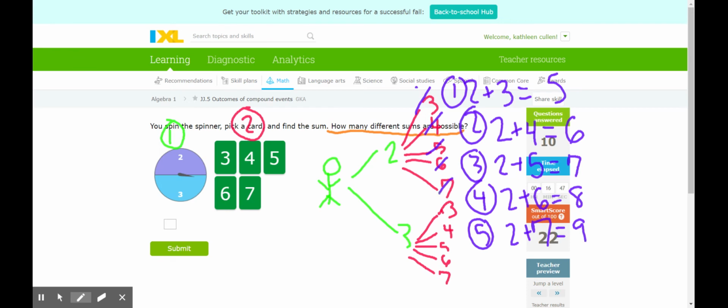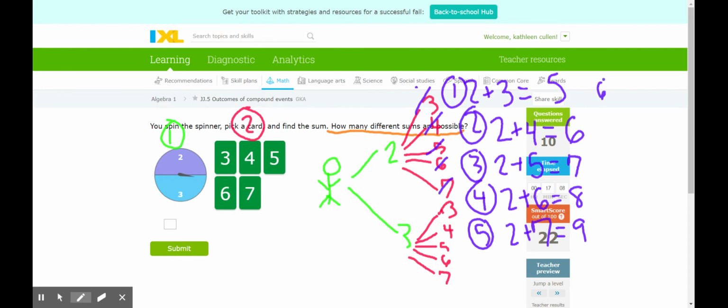And now we've found all of the different sums for if your first outcome was spinning a 2, right? So we added 2 plus 3 is 5, 2 plus 4 is 6, 2 plus 5 is 7, 2 plus 6 is 8, 2 plus 7 is 9. So those are the different sums that are possible if you spin a 2, right? But there's also 5 more if you spin a 3.